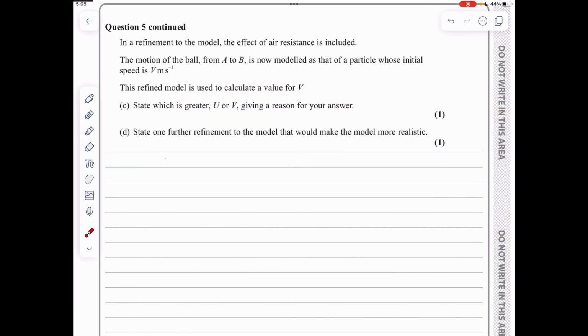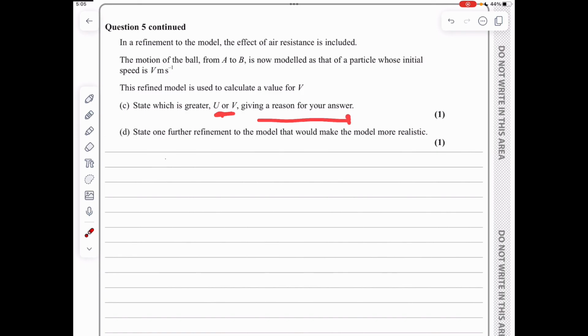We are then told that we've got a refinement of the model that will take into account the effect of air resistance. The motion of the ball is now modeled as that of a particle with an initial speed of capital V meters per second, and this refined model is used to calculate the value for V, and it says which is greater, capital U or V, giving a reason for your answer.